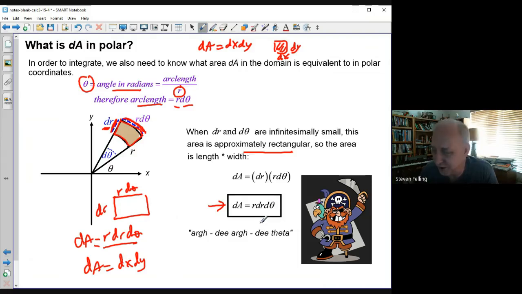Now, Miss Dastu, when she taught this section, she had a pirate hook that she would hold up, and she would say, to remember it, just remember that it's r dr d theta. Like, imagine you're talking like a pirate. So if that helps you to remember it, by all means, picture a pirate, and it's r dr d theta, right? We have to have some way to remember the structure for dA. Okay, so it's r dr d theta.